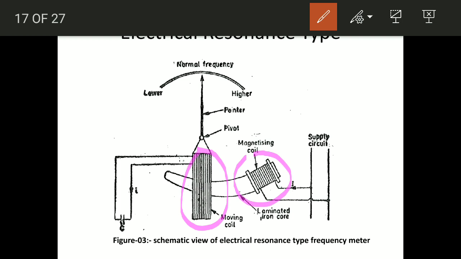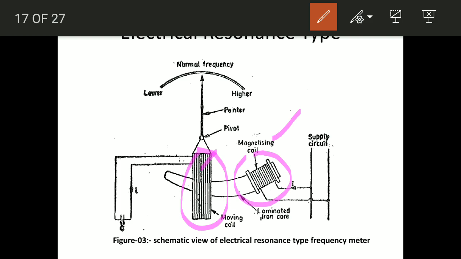The objective of the fixed coil is to produce the required amount of magnetic field for the normal operation of this instrument, and the objective of this moving coil is to produce the required amount of deflection angle theta as an output, depending upon the magnitude of deflection torque acting on it as an input.